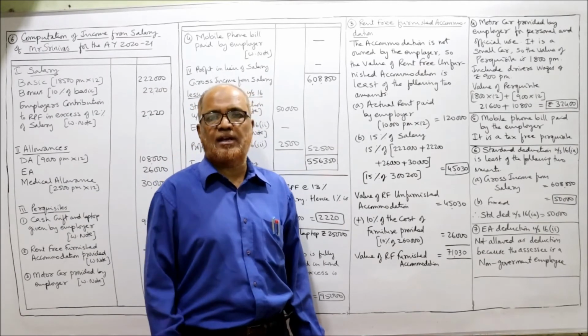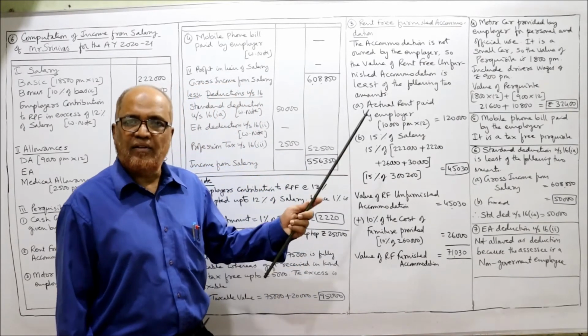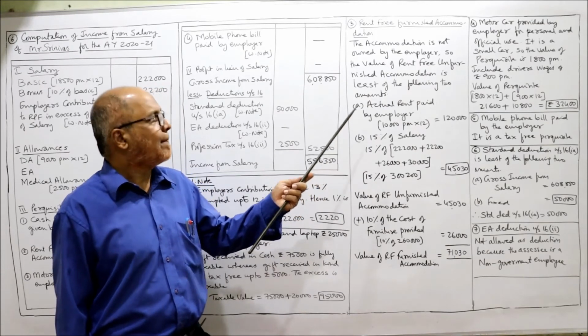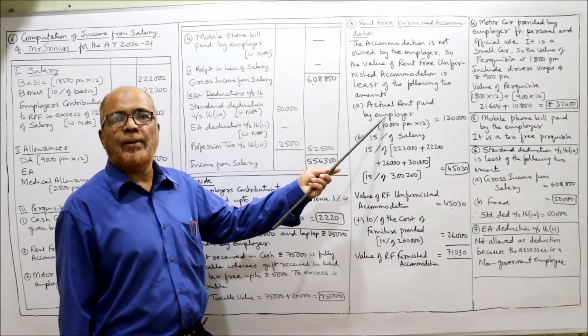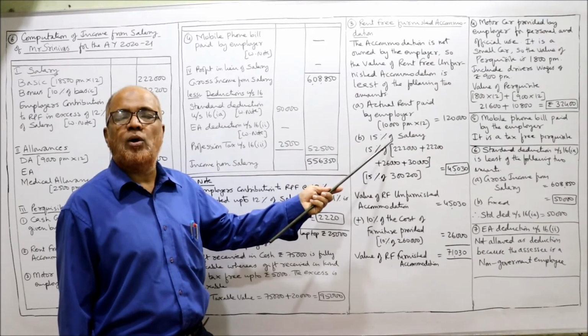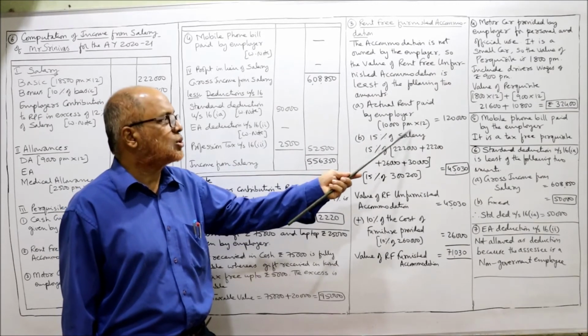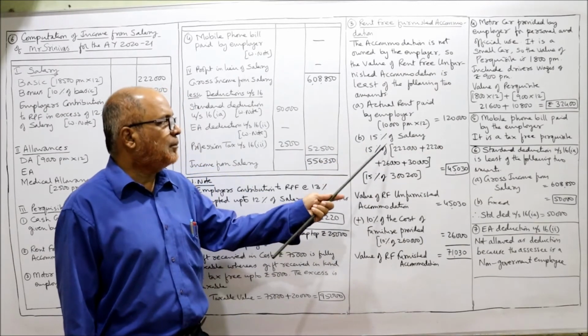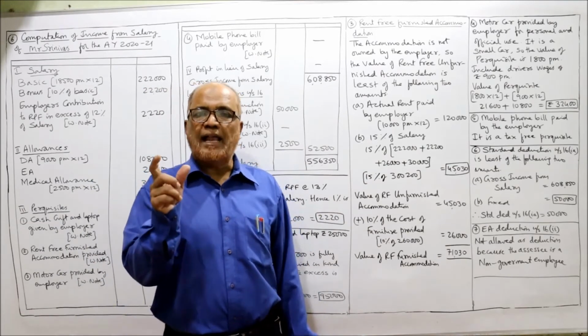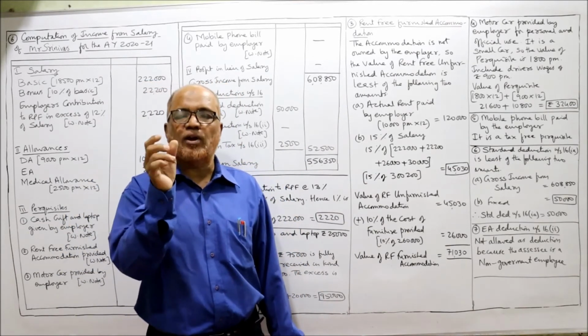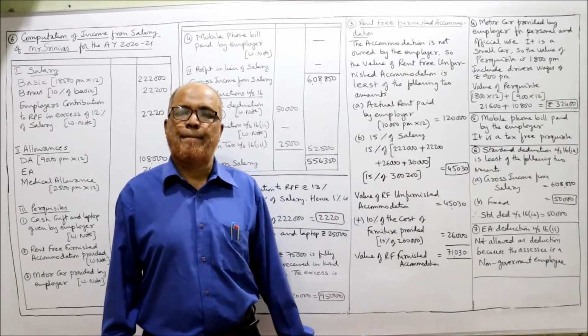Afterwards we will calculate furnished. The value of unfurnished accommodation is the least of the following two. Actual rent paid by the employer, given in the problem: employer pays 10,000 rupees per month into 12, 1,20,000. And 15% of salary. Salary, remember what do you mean by salary for calculating the value of RFA?